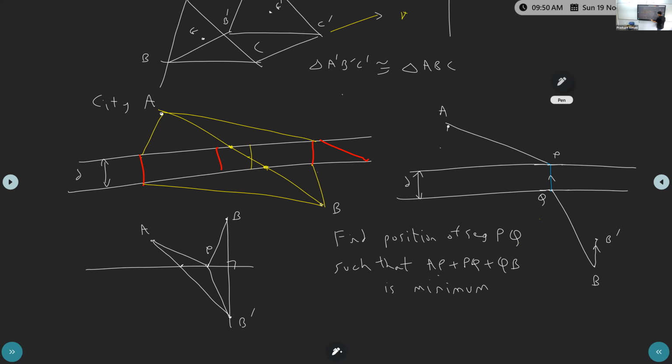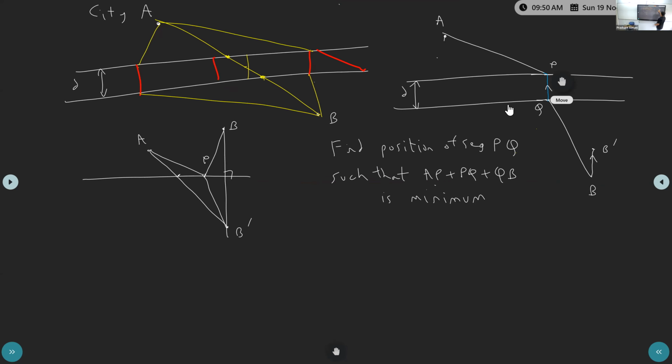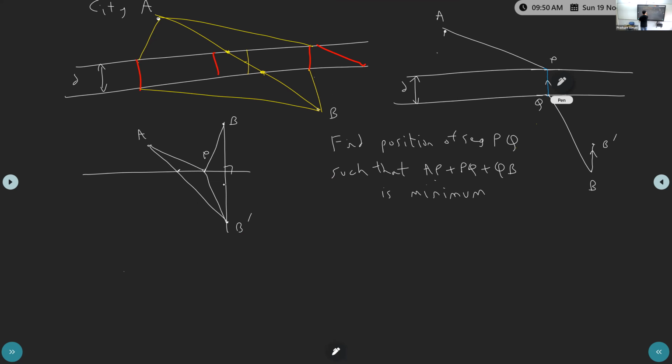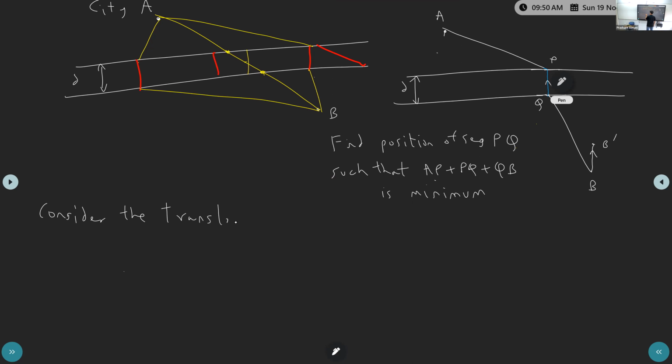So, and again, this is important. How do you write this kind of a thing in an exam? So let me write it in the proper language. So to write it, we'll say that consider the translation of B.